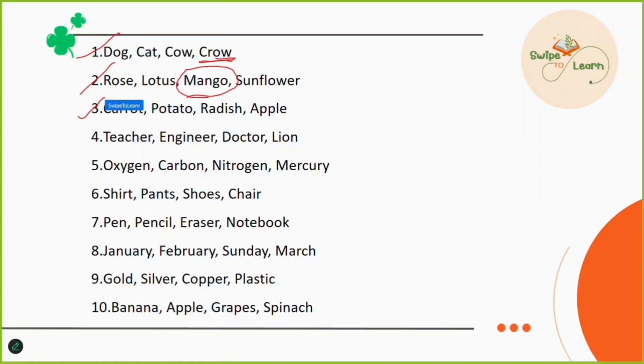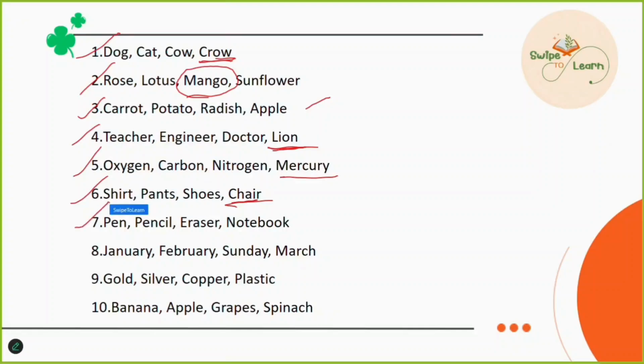Next, carrot, potato, radish, and apple. Can you find it? Yes, apple, because it's a fruit and all others are vegetables. Coming to the next one, teacher, engineer, doctor, and lion. You can easily say that all others belong to professions, whereas lion is an animal. Next one, oxygen, carbon, nitrogen, and mercury. That's very simple. The answer is mercury because all others are gases, whereas mercury is a metal. Next, shirt, pant, shoes, and chair. It's very easy. The answer is chair because it's furniture, whereas all others are clothing items.